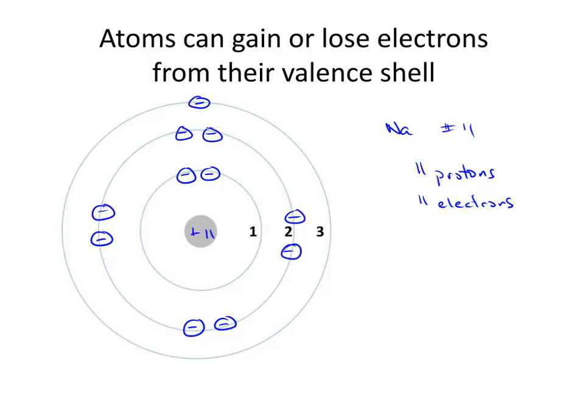If we wanted to represent this with a Lewis dot structure, again we would draw the symbol sodium to represent the nucleus and the inner shell electrons, and then we would show just 1 dot around it to show that there was 1 electron in the outermost shell.